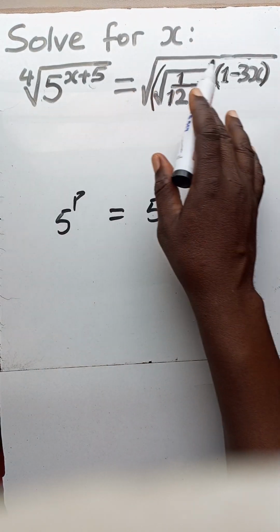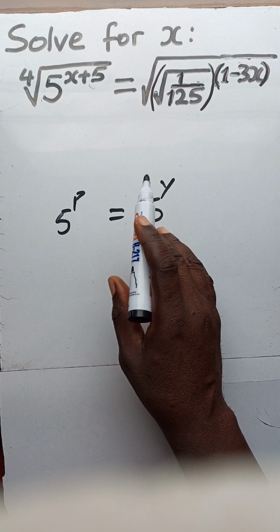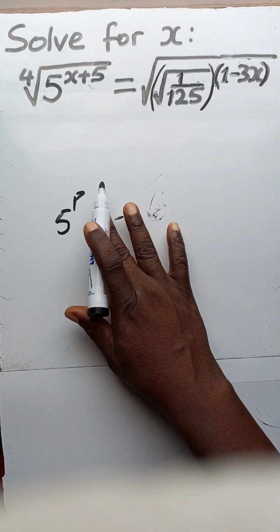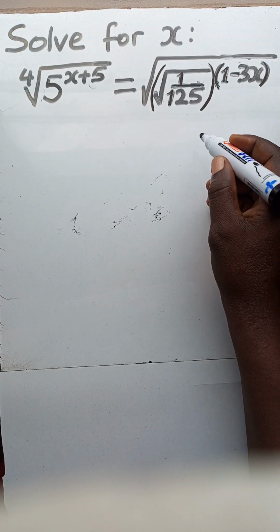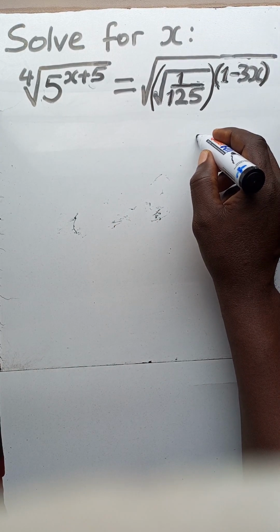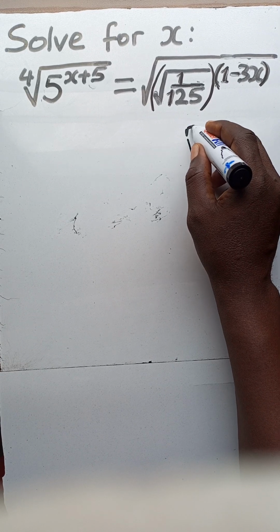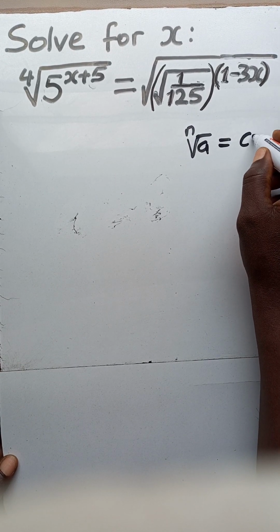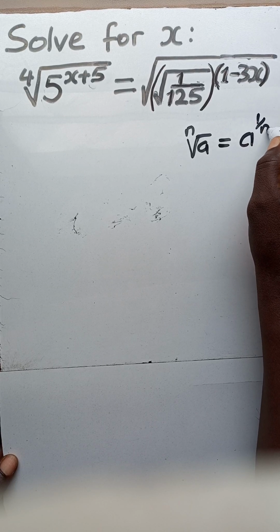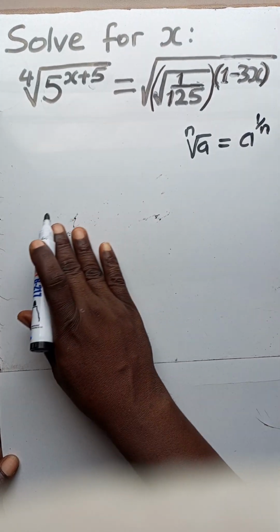So there is nothing really difficult here. All we need to do is apply our different laws of indices, and we need just 3 of them here. The first one is the law that the nth root of any number is simply that number raised to the power 1 over n. That's the first law that we will need.